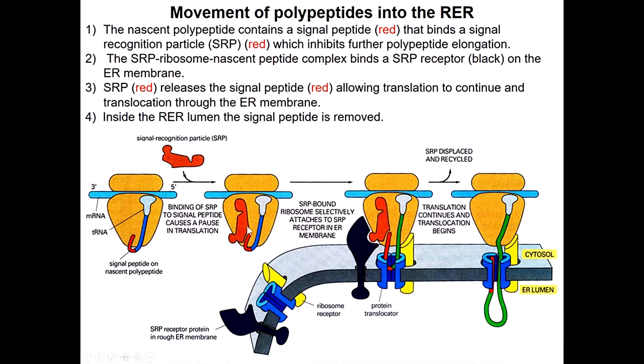Then this complex makes its way to the membrane, where it binds to a signal recognition particle receptor, this black docking molecule. And when this receptor binds to the signal recognition particle, this causes the signal peptide to be released from the signal recognition particle. That then allows the forming protein, the polypeptide, to move through a pore in the RER and partially be pulled and pushed into the lumen of the endoplasmic reticulum.